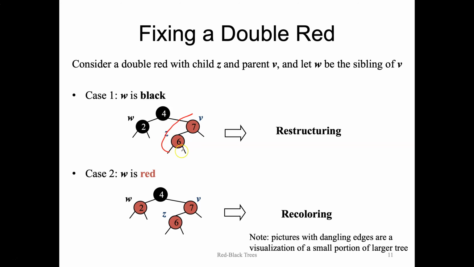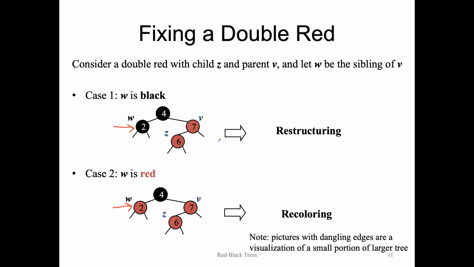So here is our double red, and we know that the parent of it will be black. The only question is, what is the sibling here? Z was the new node that we added, V is the parent of Z, and W is the sibling of V. So W is like the uncle or the aunt of Z. Based on what color this other node W is, we determine which approach to take to fix this double red. If this sibling is black, we do what's called a restructuring. If this sibling is red, we do what's called a recoloring. So let's see how we would handle this first case.